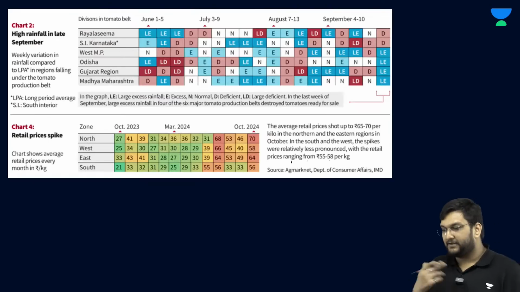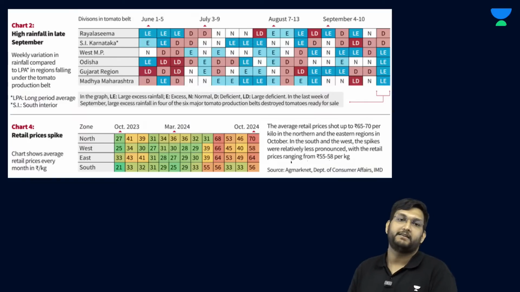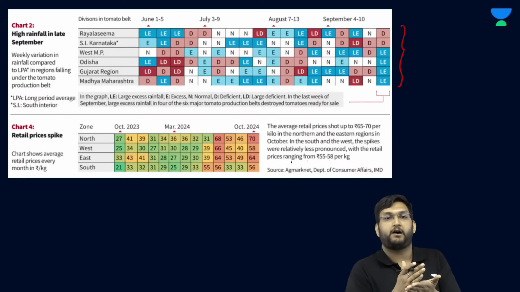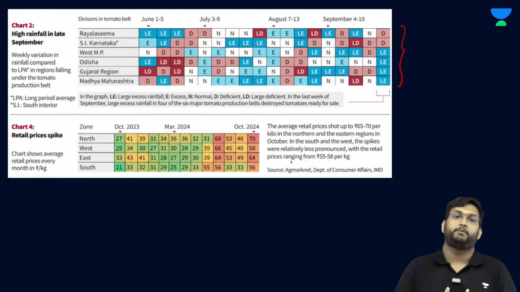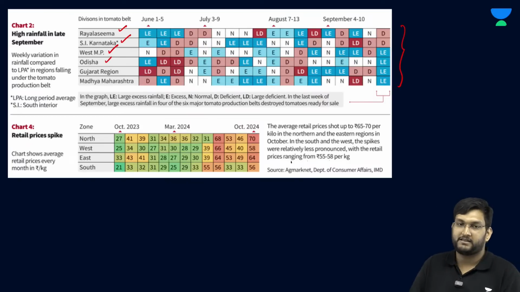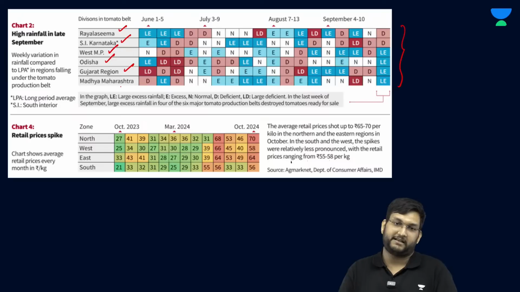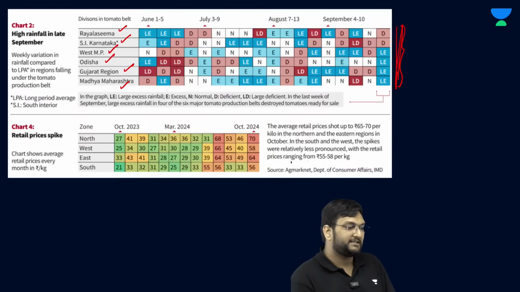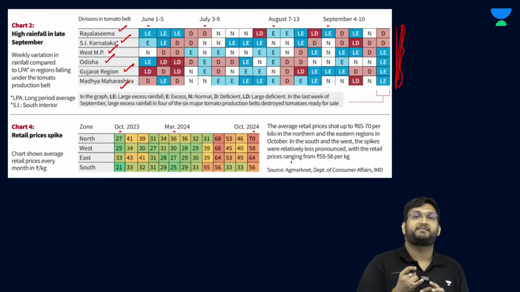And the other factor which has been added by the article is that if we go by the rainfall data of the states which supply tomatoes, the tomato belts, which are Rayalaseema, Karnataka, Western MP, Odisha, Gujarat, and the Madhya Maharashtra sector, there has been a surplus of rainfall. And this has led to the destruction of the tomato crop.